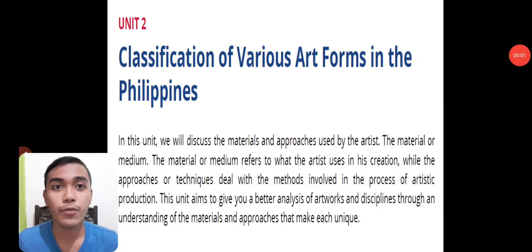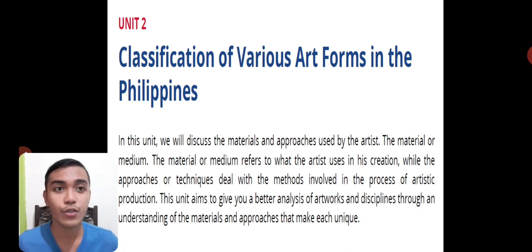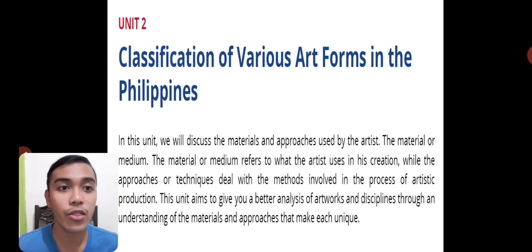So hi everyone, welcome to our next lesson, Unit 2: classification of various art forms in the Philippines. In this unit, we will discuss the materials and approaches used by the artists. The material or medium refers to what the artist uses in his creation, while the approaches or techniques deal with the methods involved in the process of artistic production. This unit aims to give you a better analysis of the artworks and disciplines through an understanding of the materials and approaches that make each unique.